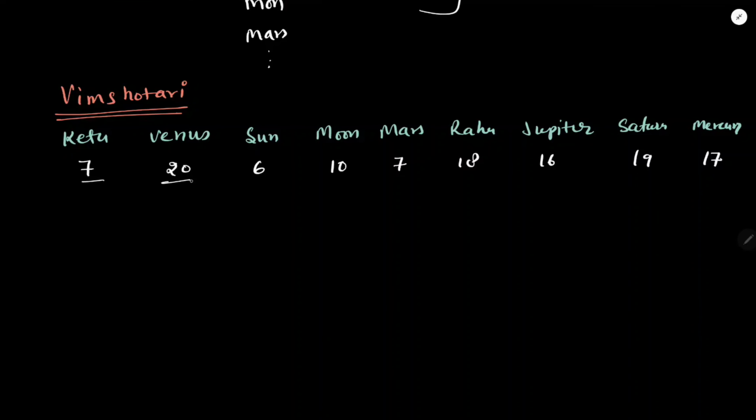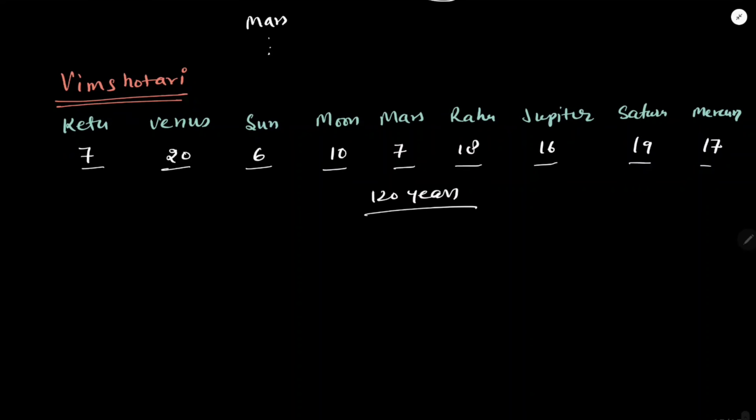If we sum all these Dasha years, we will get 120 years in total. This is the total, so we choose the size of 120 years.